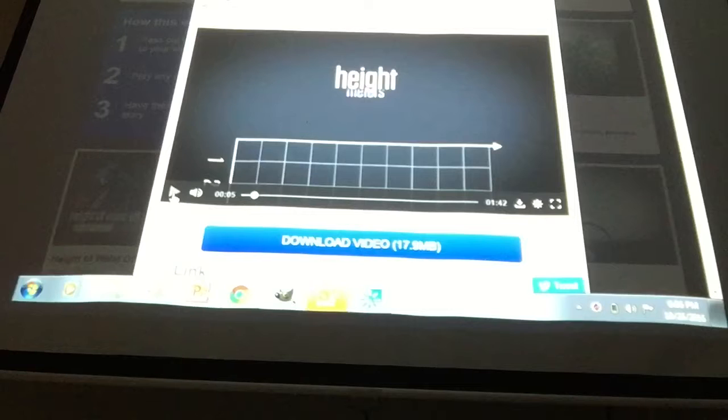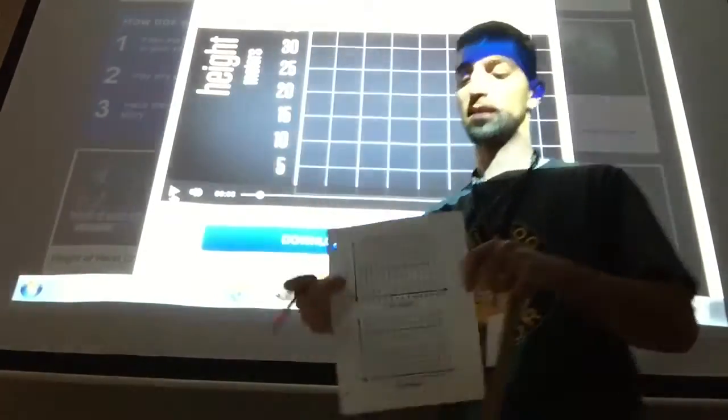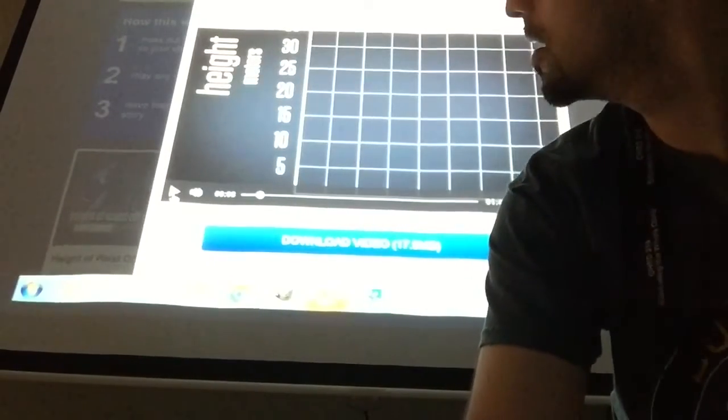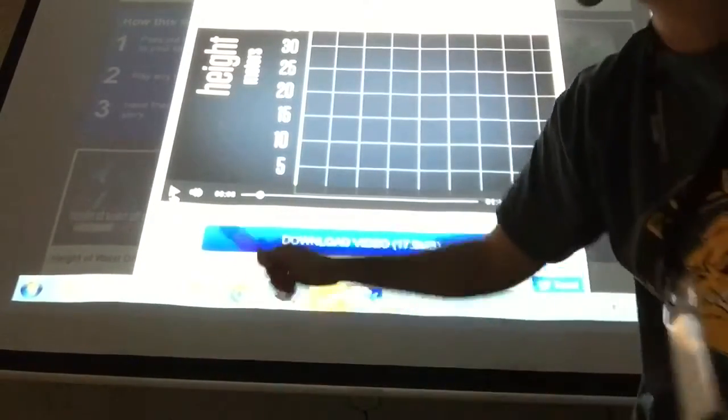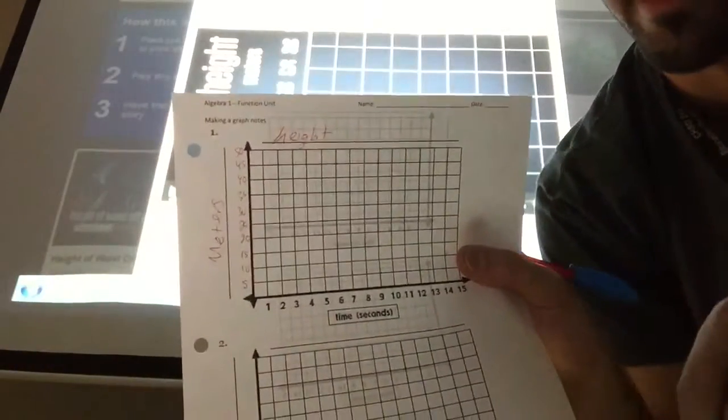All right, now they're telling us that the title is the height in meters. That's what we're going to put right here on the side. So on the side, go ahead and put meters. All right, and you can see that they're going up by fives. So I want you guys to write 5, 10, 15, 20, all the way up to 50. All right, so it should look like this. You guys see that?